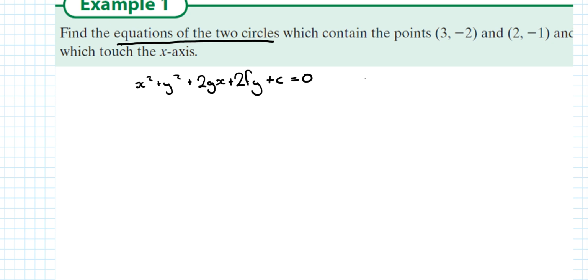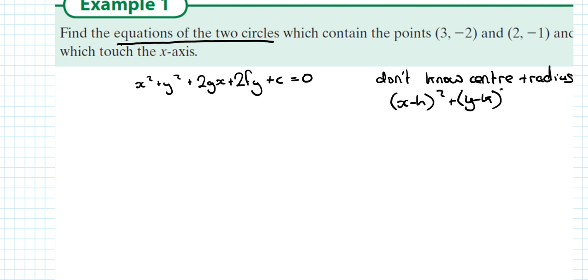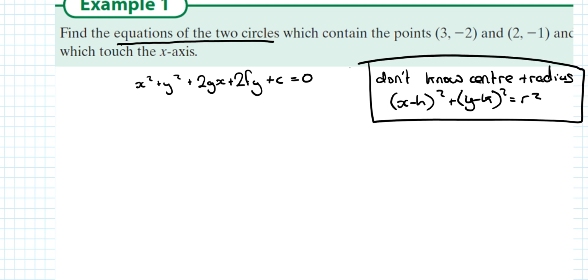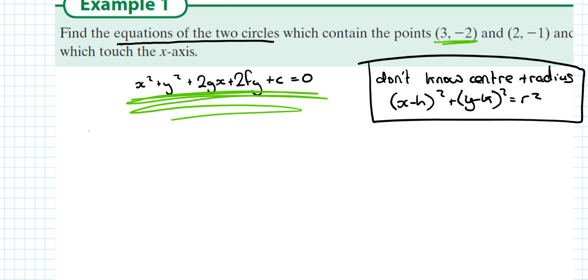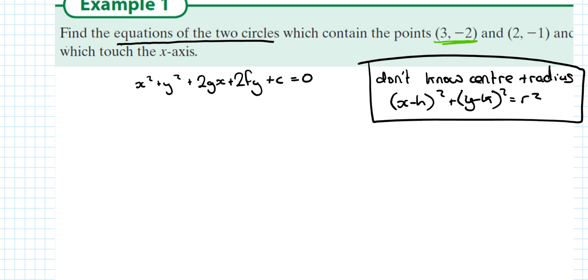The reason we know we're dealing with this one is because we don't know the center and radius. If we know the center and radius, we would use x minus h squared plus y minus k squared is equal to r squared. But we don't know the radius and we don't know the center, so we're not going to be using them. We do know that this point should satisfy this equation. Okay, it should satisfy it. So find the equation of the two circles which contains the point.